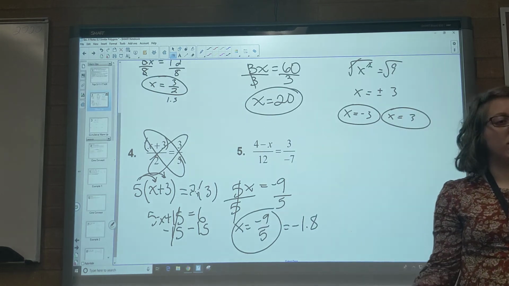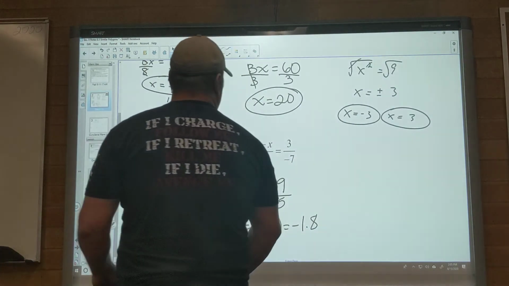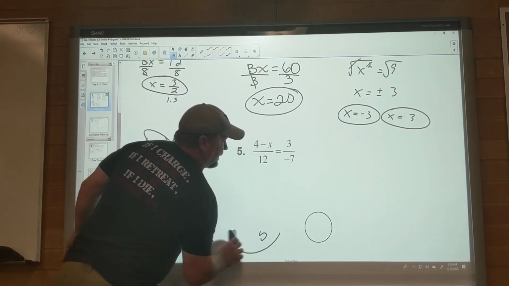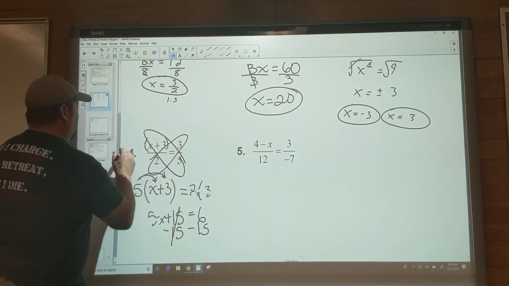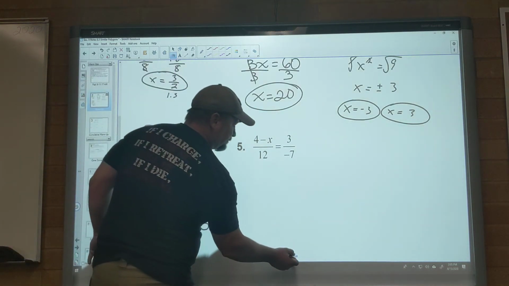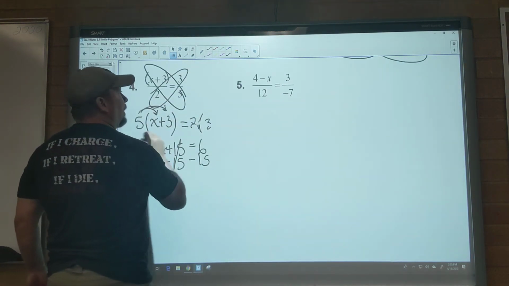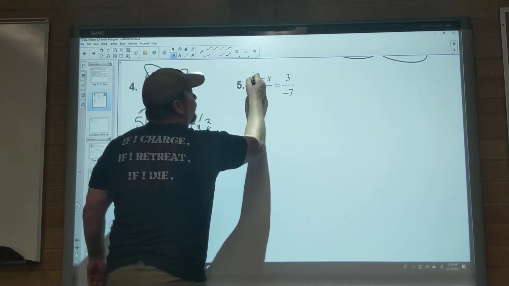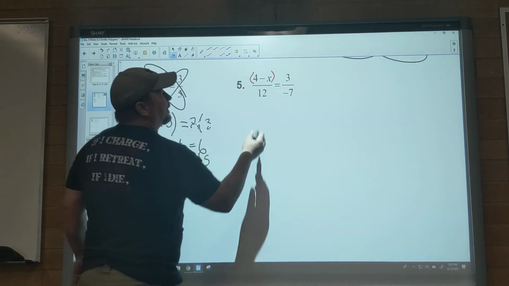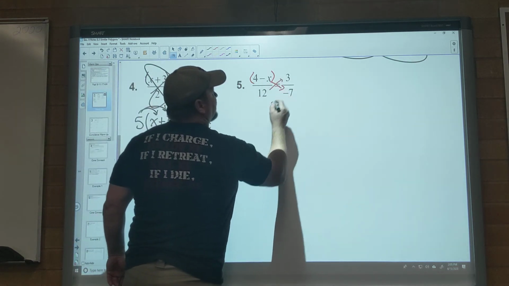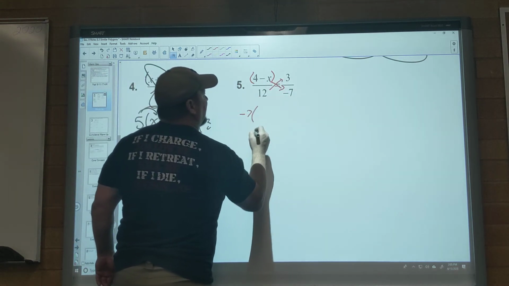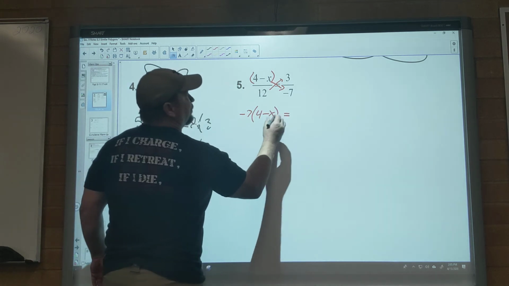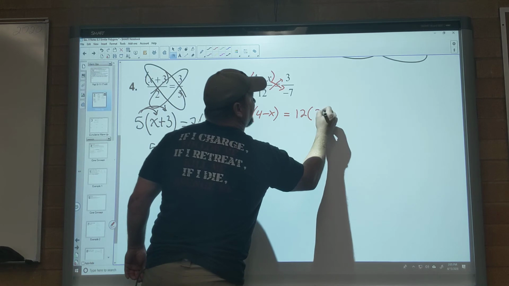Good job. You can erase my stuff. No worries. Everybody got that one? Okay, now we've got to do the last one, and it is, okay, remember, put parentheses around whatever is a quantity, and then we will cross multiply. So I'm going to go -7 times 4 minus x is equal to 12 times 3.